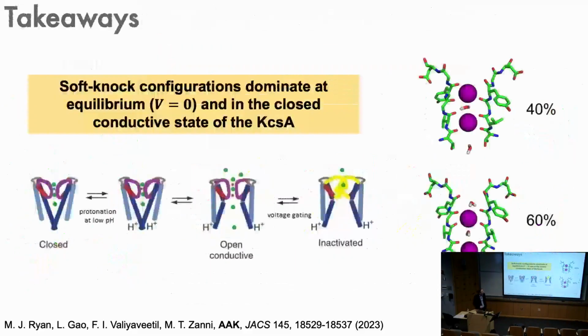And the conditions of the experiment are, of course, important. Those were equilibrium conditions, and the channel was in a closed and conductive state, meaning that it was in this state, or in this state. The entrance of the channel was closed, but ions could diffuse in and out. So that's the condition of the state. The selectivity filter, we believe, was fully functional, so ions could come in and out, but the channel itself was closed.